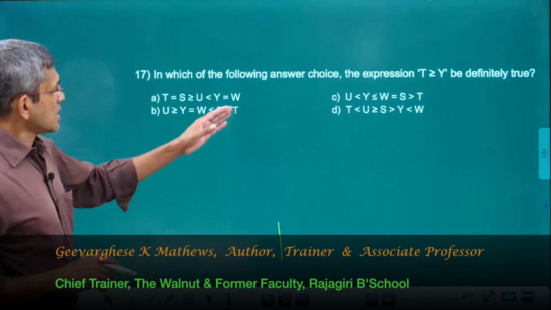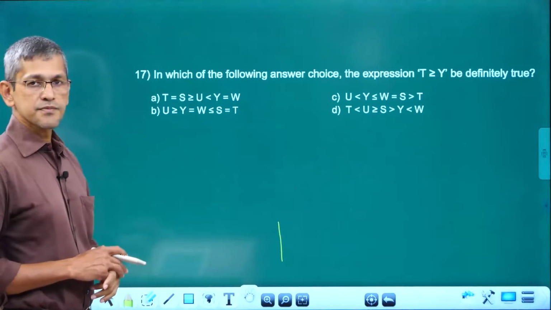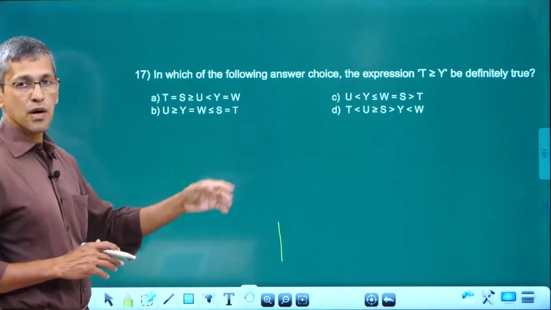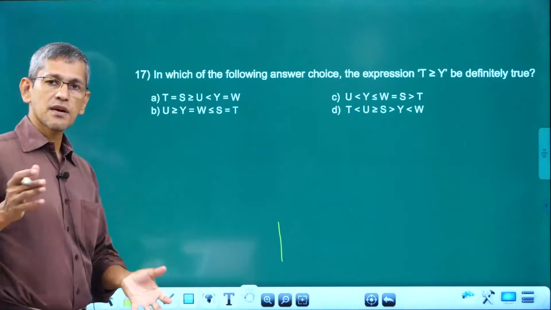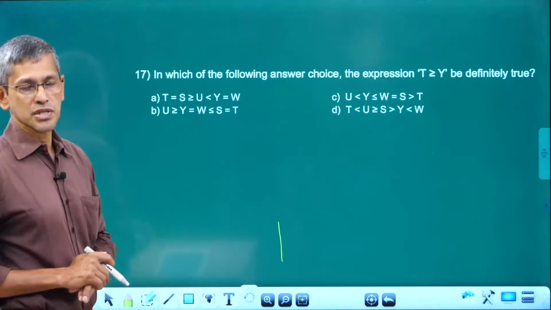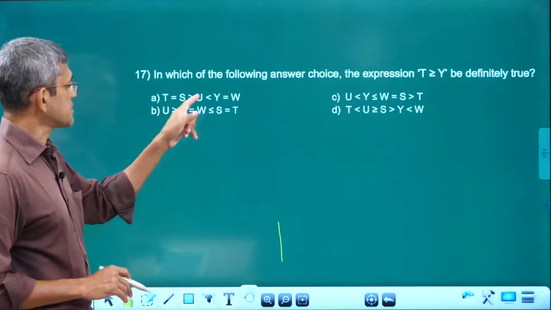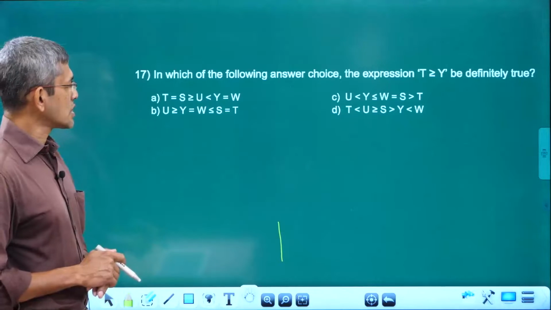In which of the following answer choices is the expression t greater than or equal to y definitely true? These questions are known as inequality types of questions. The questions we did earlier, plus and minus, those kinds of questions, were known as symbols and notation type questions. So be aware of it. Here, t is always greater than or equal to y.